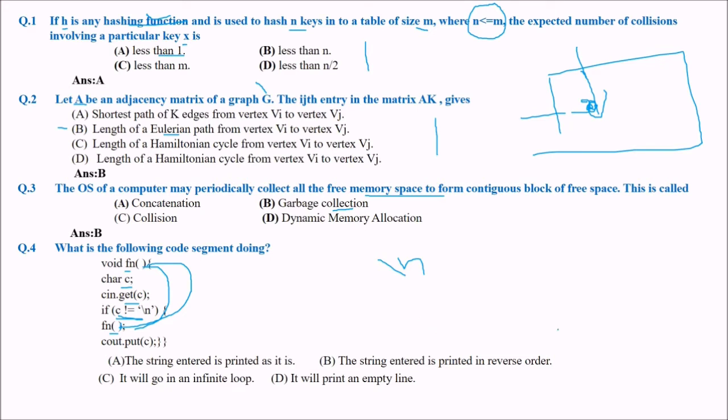So what is it going to print? These are the options for you, and it is obvious that the answer would be that the string entered is printed in reverse order. So whatever you enter, say A, B, C, till the time \n is received, it will print first C, then B, and then A. So C, B, A will be printed.